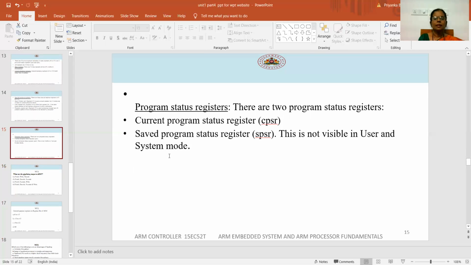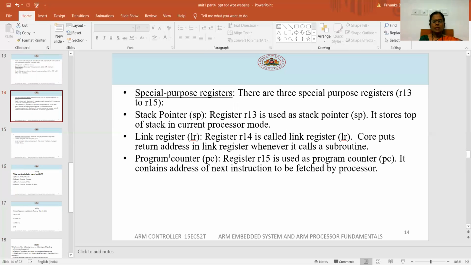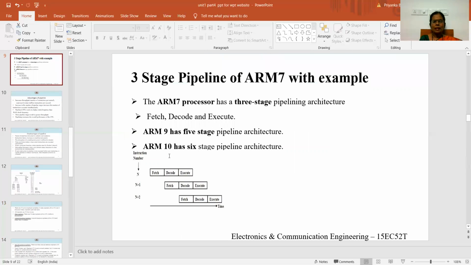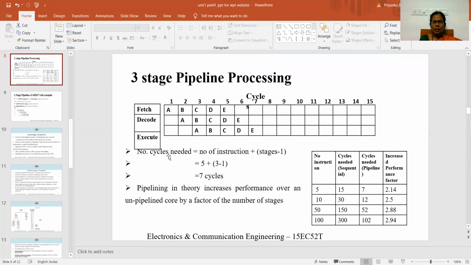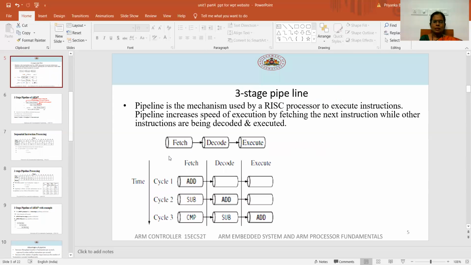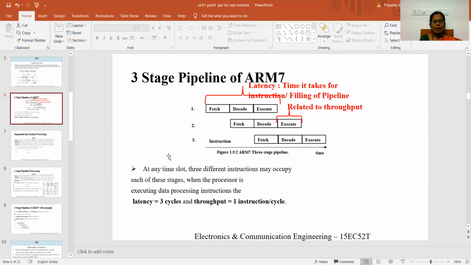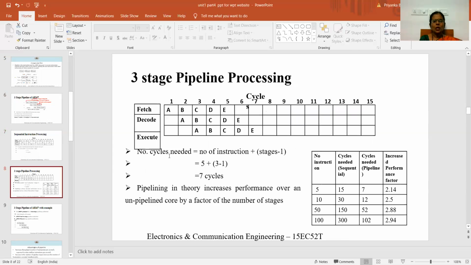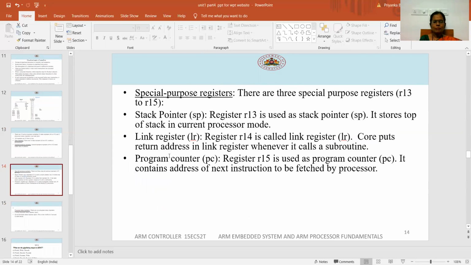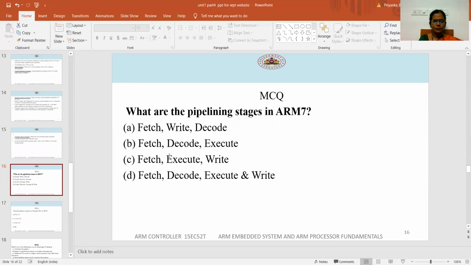So we studied the different registers available in ARM. And we studied the three-stage pipelining, and what the advantages of pipelining are over sequential instruction processing, what latency is, what a pipeline hazard is, and what throughput is. All these things we studied. Based on that, now we'll solve some multiple choice questions.